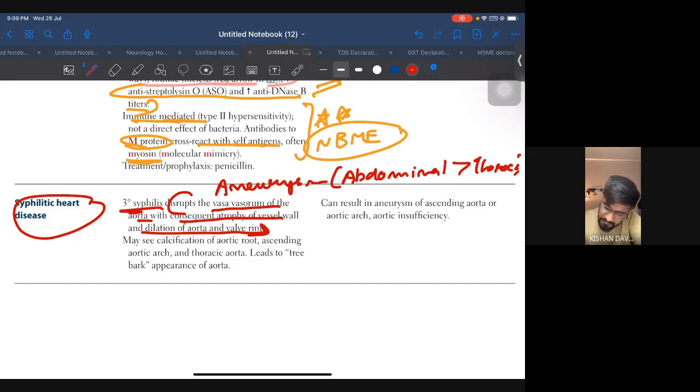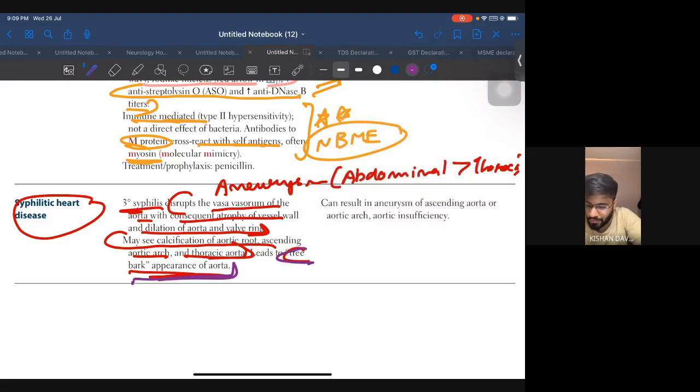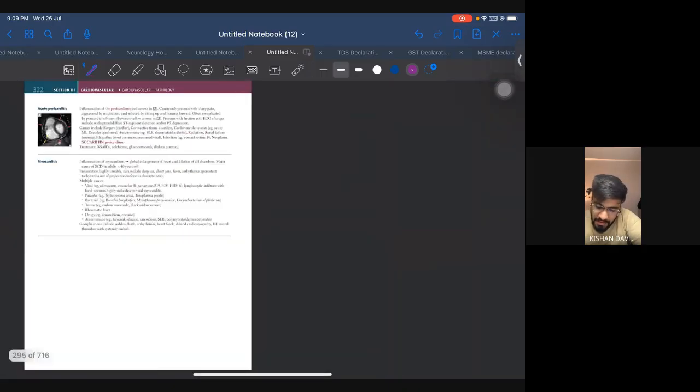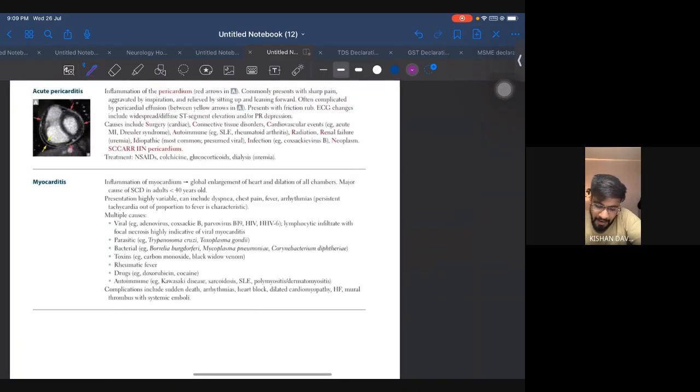Basal calcification of the aortic root, ascending aortic arch and thoracic aorta, tree bark appearance of aorta. This is very important from a microbiology point of view: tree bark appearance of aorta, very important. Okay, so that's it. We are done with rheumatic fever and syphilitic heart disease. Now next we'll be doing pericarditis.